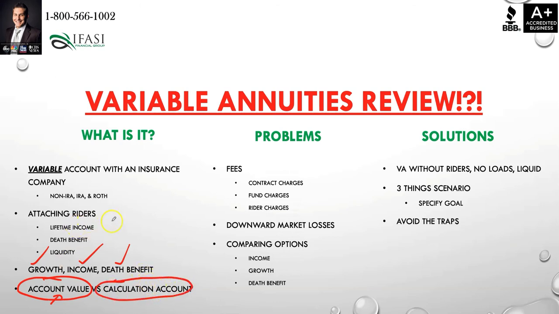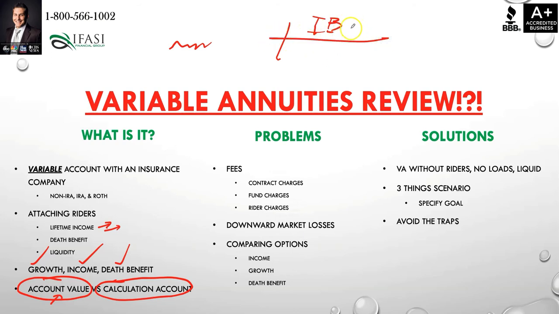So how the calculation account works, and this is going to be very specific towards income riders or even death benefit riders at that instance. Basically, when someone's looking to trigger lifetime income, you have your physical money, which is doing the ebbing and flowing of the market, and you have something known as an income base or benefit base that's going to have potentially some sort of minimum guaranteed roll-up.